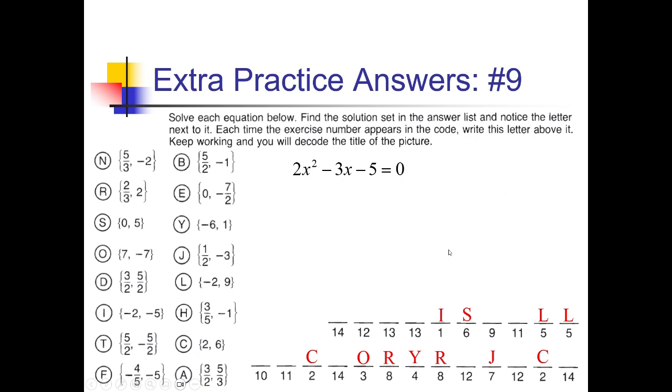For number 9, this is another one where it looks like we're going to have to use AC method since no common factors can come out of here. So 2 times negative 5, that'll be negative 10.